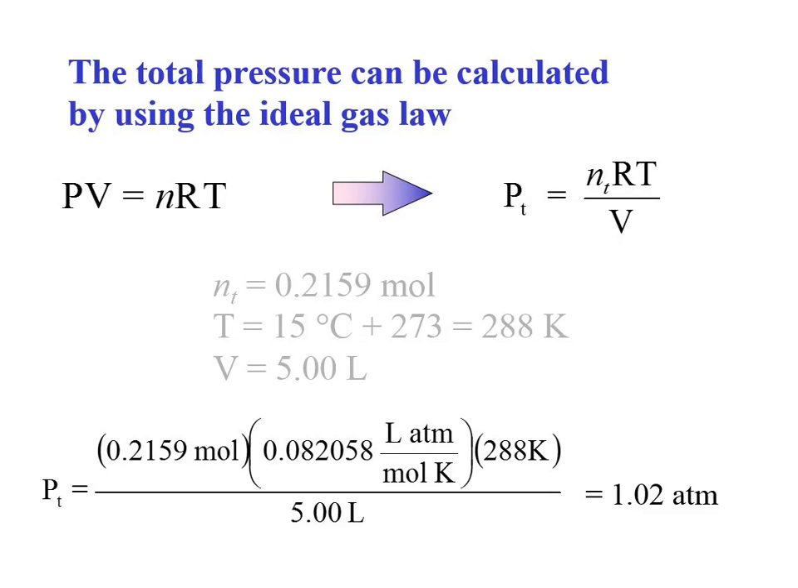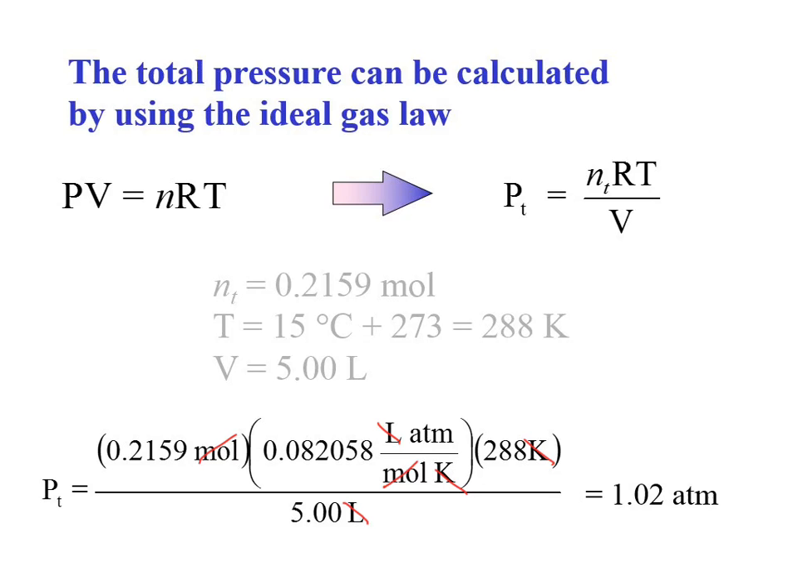My favorite part of working chemistry problems is canceling. I don't know about you. So moles cancel. Liters cancel. And Kelvin cancel. So we're left with units of atmospheres. Rounding to 3 significant figures, because that's what we have in our temperature and our volume, the total pressure is 1.02 atmospheres.